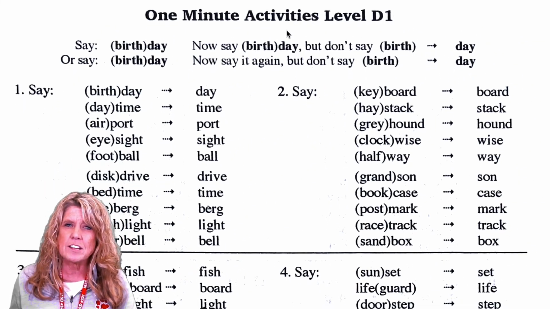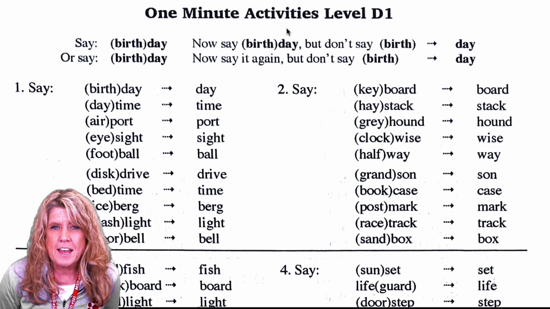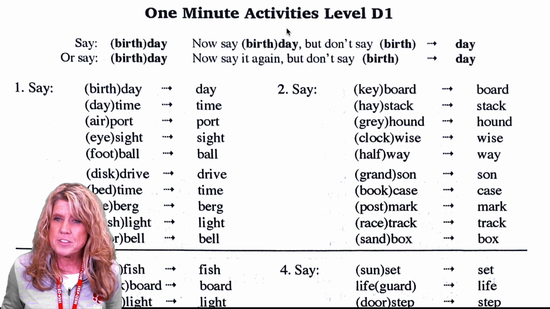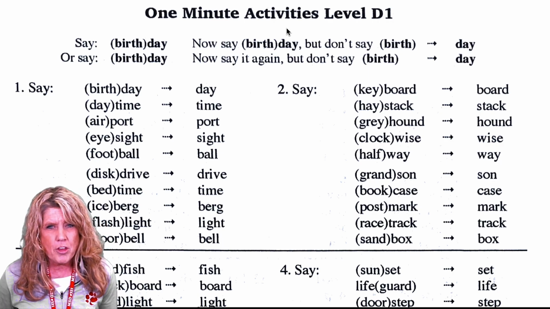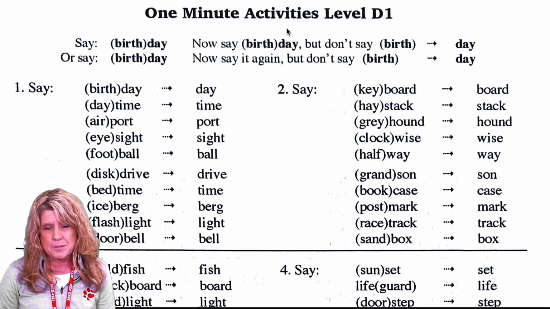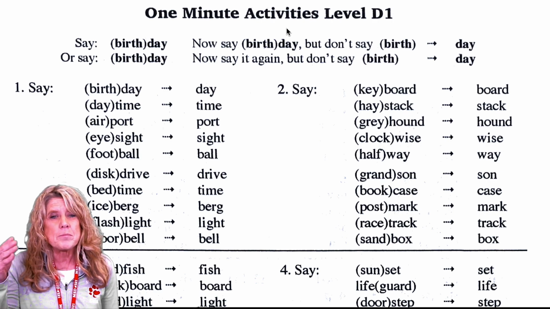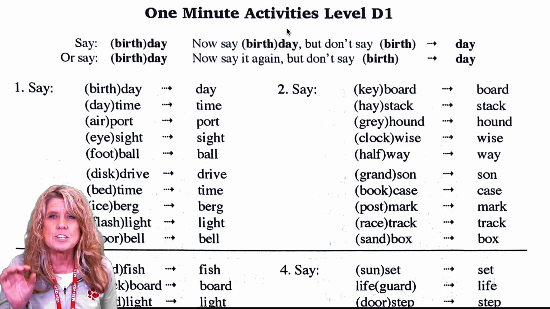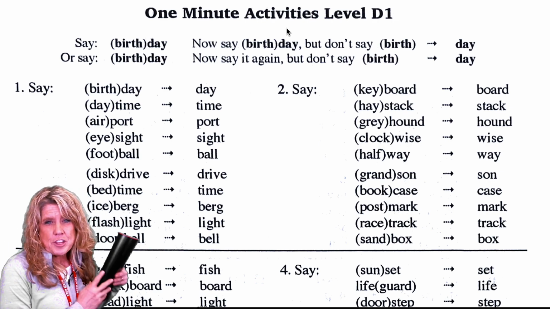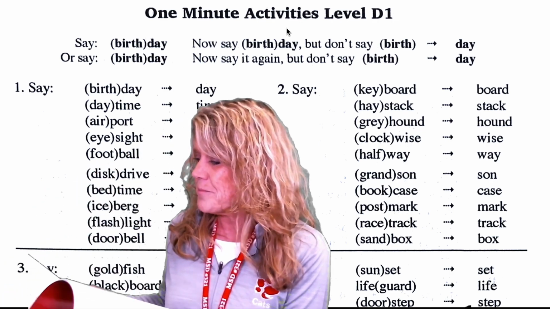So testing a child may look like this. You could say to the child, say birthday. They then need to say birthday, and then you say, don't say birth. What's left? And they'll say day. And then you say daytime. Say daytime. They say daytime. Don't say day. What's left? Time. Do that about 3 or 4 times. If they can easily do it, you know that's not their instructional level. So then you turn to the next level, and you try it again.